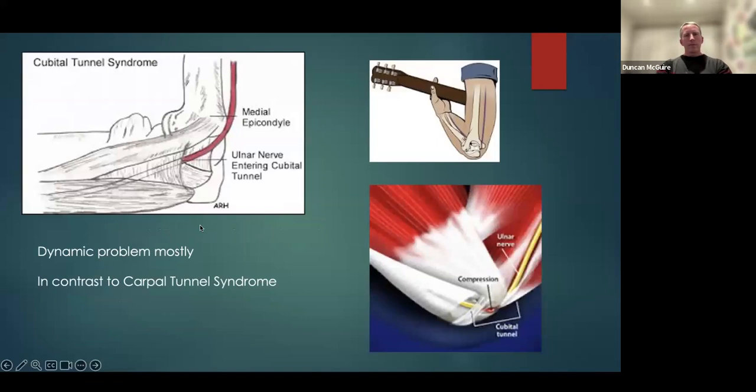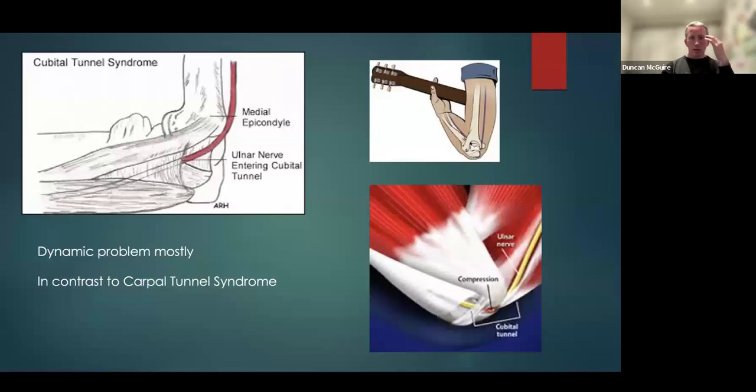All right, so if you look at the top picture on the right, bottom right picture. It's mostly a dynamic problem, cubital tunnel. It's actually a very poor design, the nerve. As I said earlier, it goes from the anterior compartment in the upper arm to the posterior compartment, goes around the back, and then comes back into the anterior compartment of the forearm again. So it's really a bad design that when you flex it, it's really getting stretched across the back.